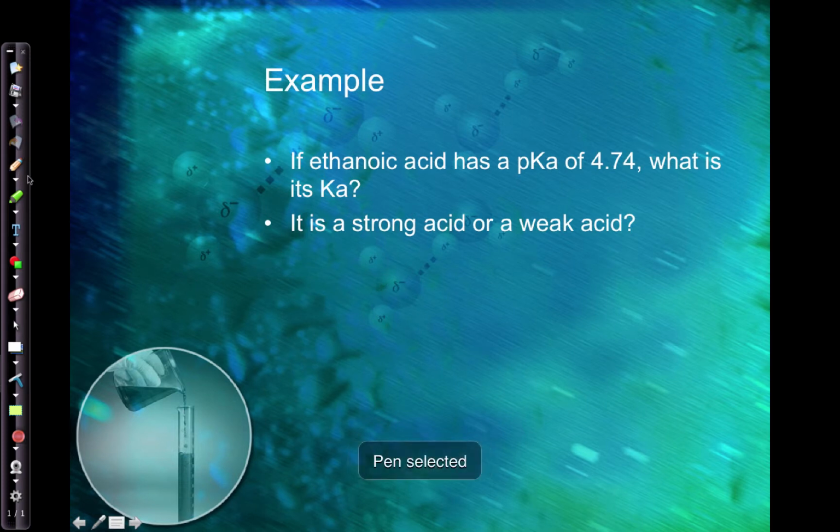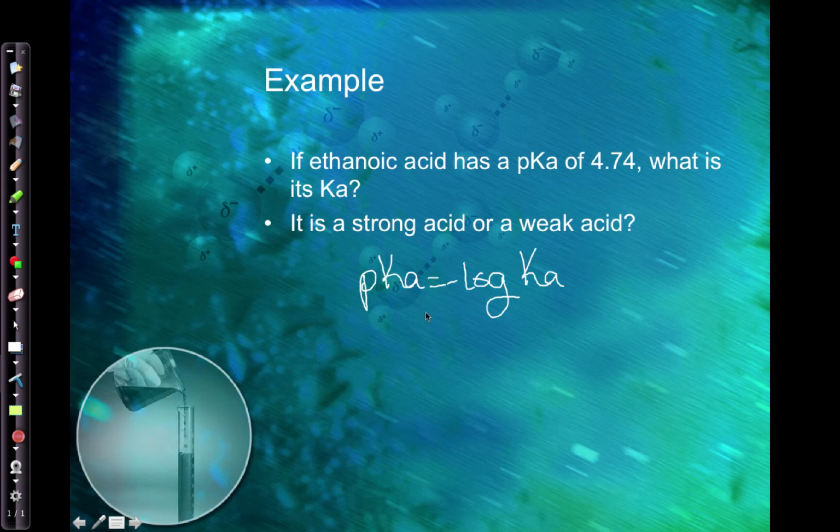All right, so let's work out an example. So if ethanoic acid has a pKa of 4.74, what is its Ka? Is it a strong acid or a weak acid? Okay, so we have a pKa of 4.74. So we want to know its Ka. Well, I know pKa is equal to the negative log of Ka. So I want to get Ka, so I just plug it into the equation. So I don't need a reaction written out. I can just simply plug it into this simple equation. So 4.74 is equal to negative log of the Ka.